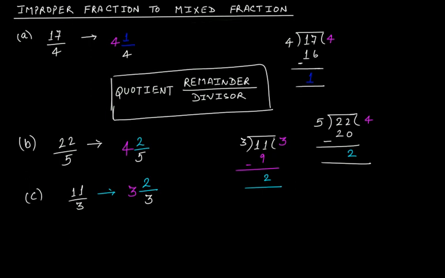So remember this format in which you have to write, because first you have to divide, then put the quotient first, then remainder divided by divisor. This will be the way to write it.